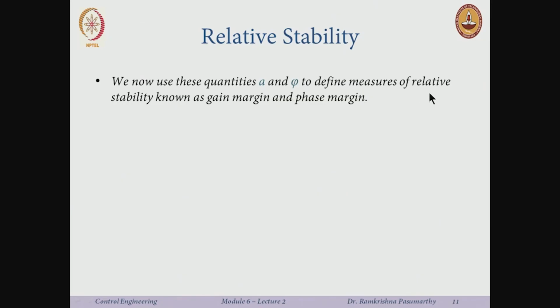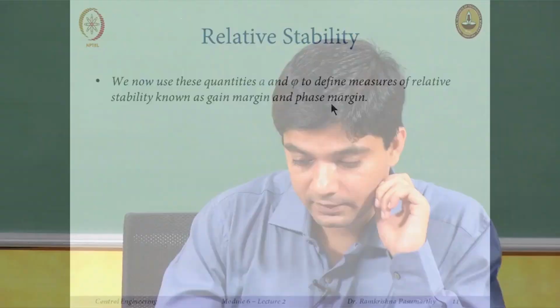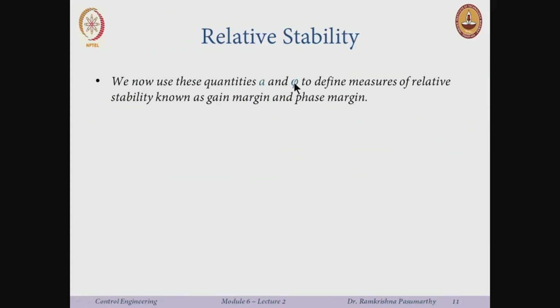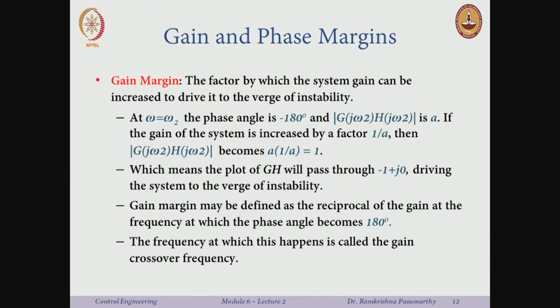Now, we will name each of them, right. So, the one related to A we will call the gain margin, and the one related to phi we will call the phase margin, okay. The names will already tell us what they mean, but let us understand that a little more formally and in a little more detail, okay.